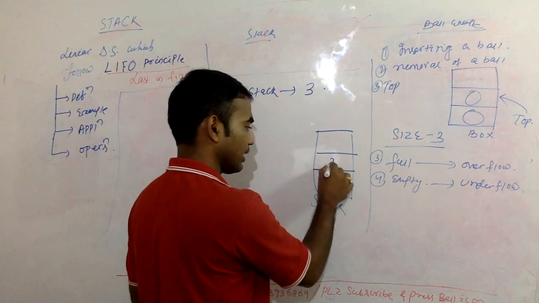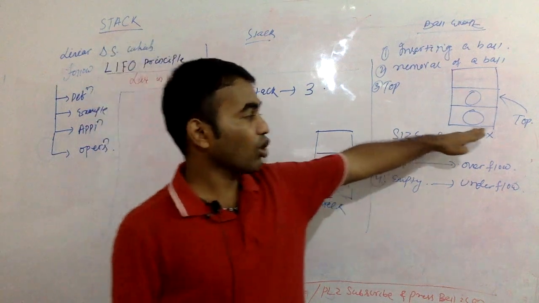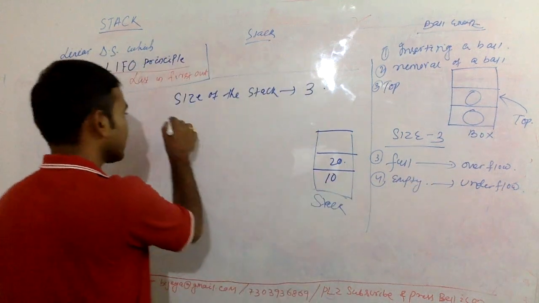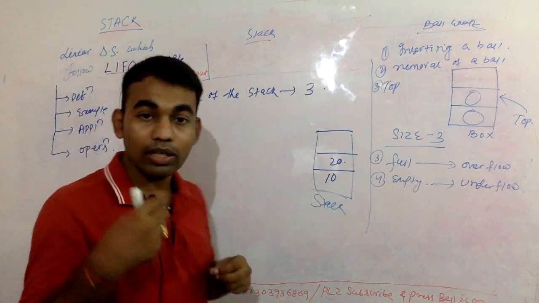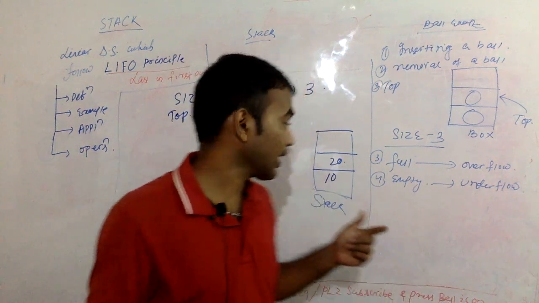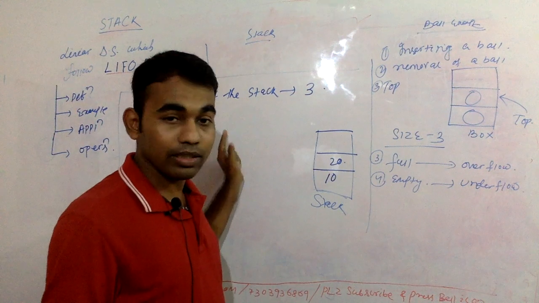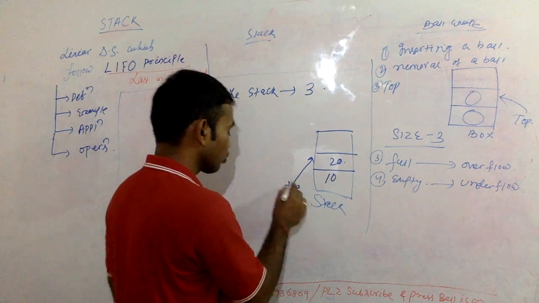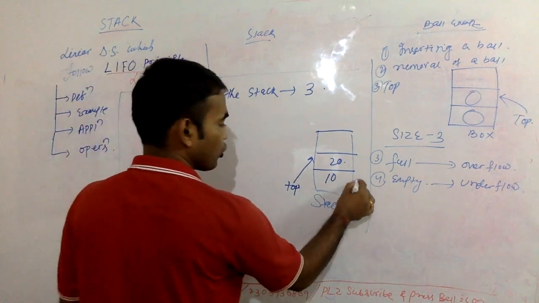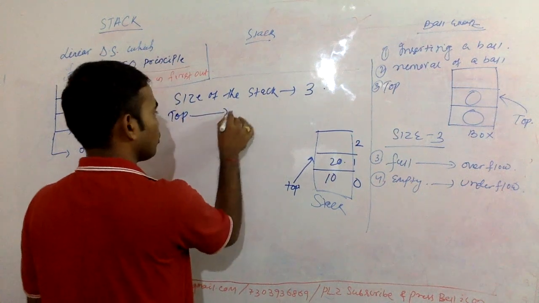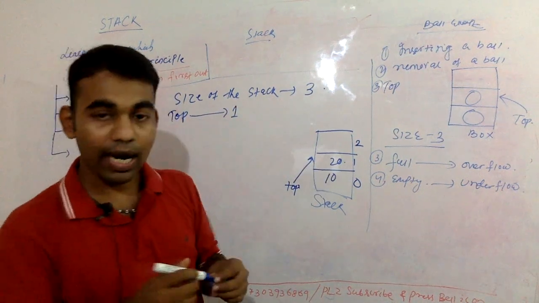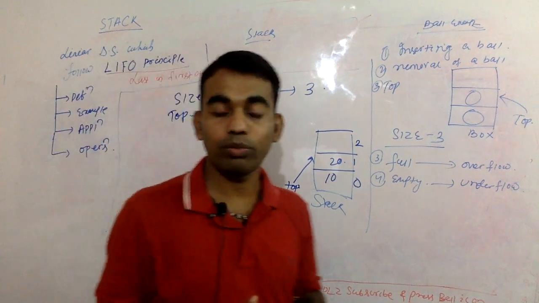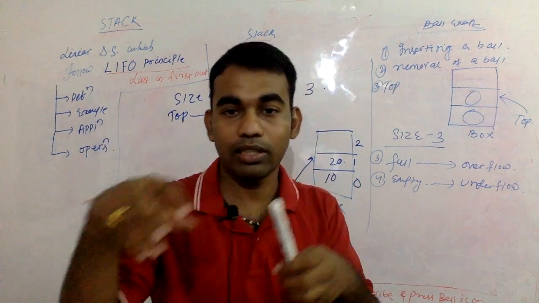Suppose some elements are already there. Now if I ask, what is the top of the stack? Top is the end where every insertion or deletion will happen. So where will I insert an element? Here, right? If I delete, I will delete this particular element. That's why this is the top. Suppose this is index 0, 1, 2. So top equals 1 with respect to this example. The definition of top: it is the end where each operation is performed. That means push and pop, or insertion and deletion, need to be performed.